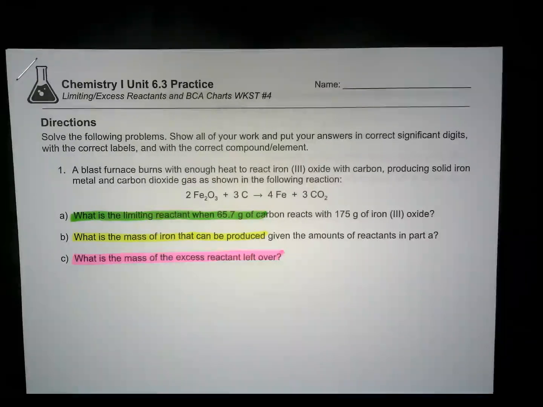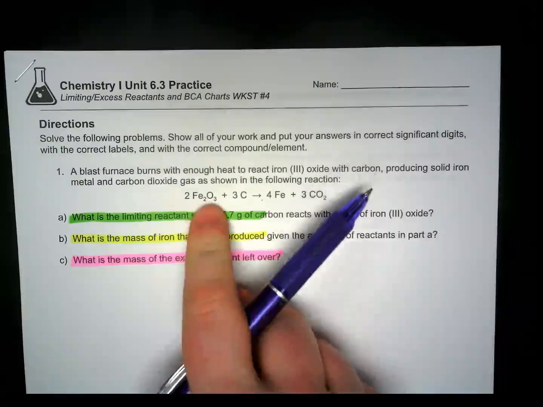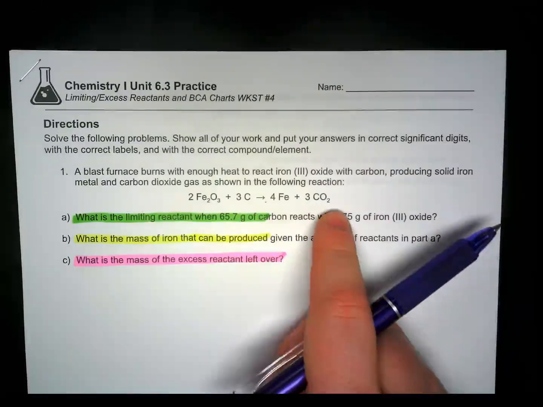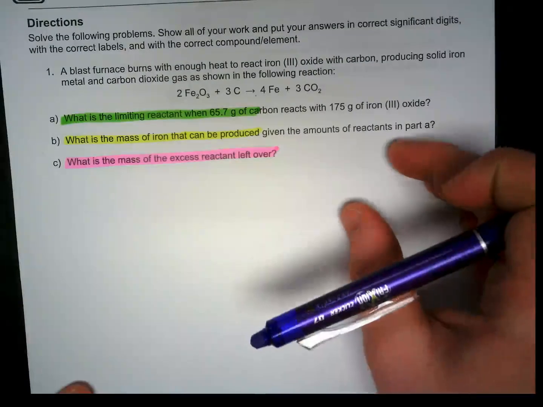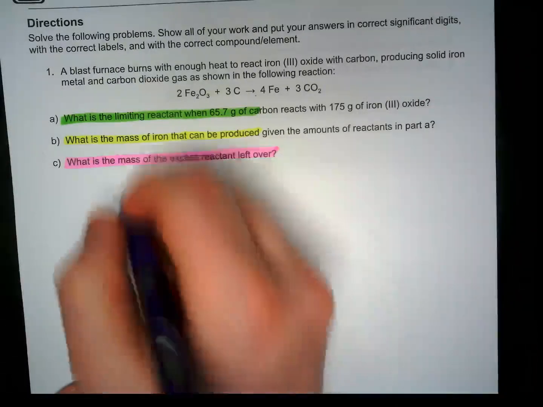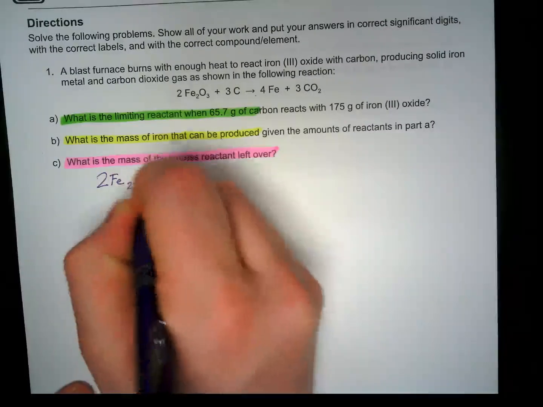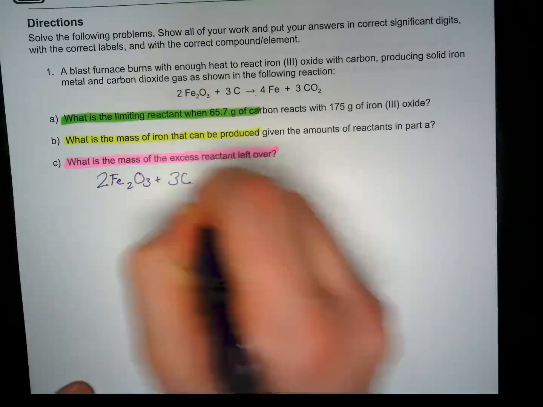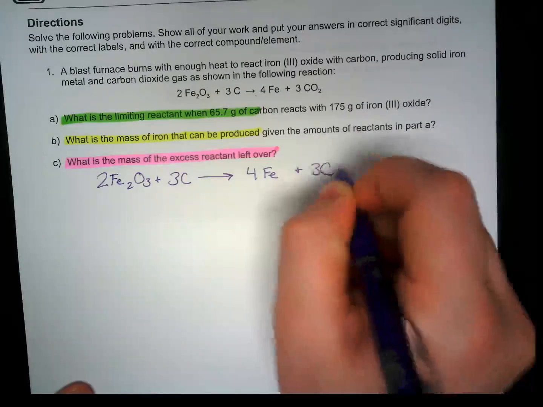So here's what you should do. We've got all this gunk that's in the way of our balanced reaction, so we're just going to rewrite it down here real quick. We're going to write it decently big and a bit spread out so we have enough room on our BCA chart to have all of our info. So I'm going to start right here: 2Fe2O3 plus 3C yields 4Fe plus 3CO2.